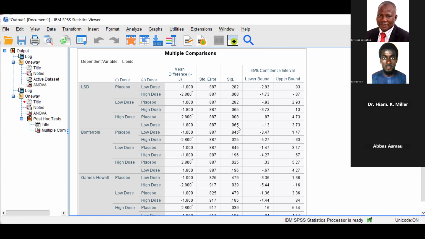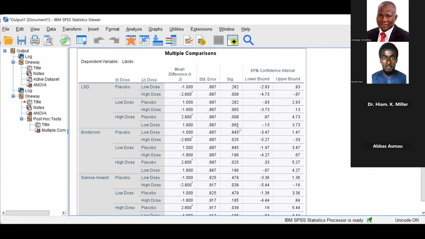Now we have explained that. Now let's look at it. If you look at it, the only significant one that is less than 0.05 is the association between placebo and high dose. That's the one that is significant. What it's telling you is that there's a significant difference in the libido between somebody that did not take the Viagra and the person that took the high dose.